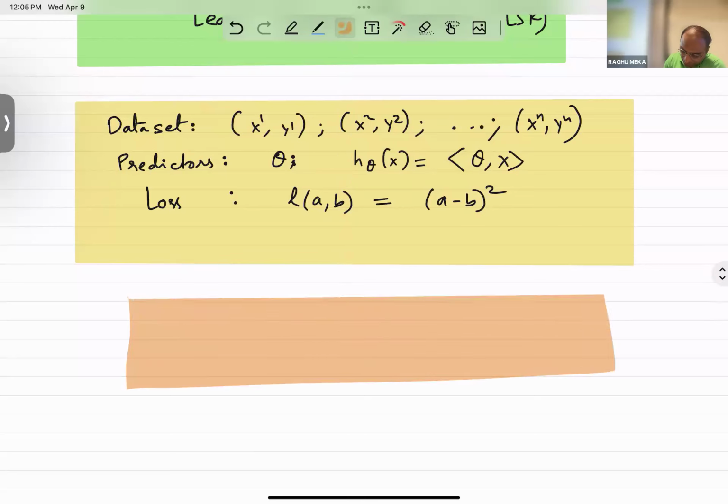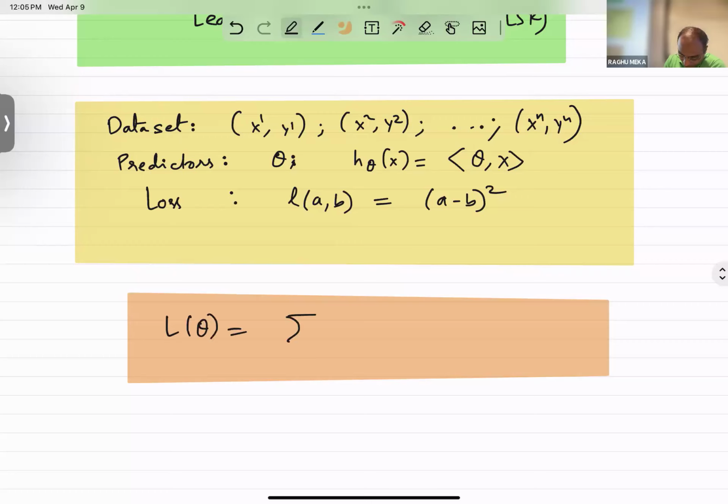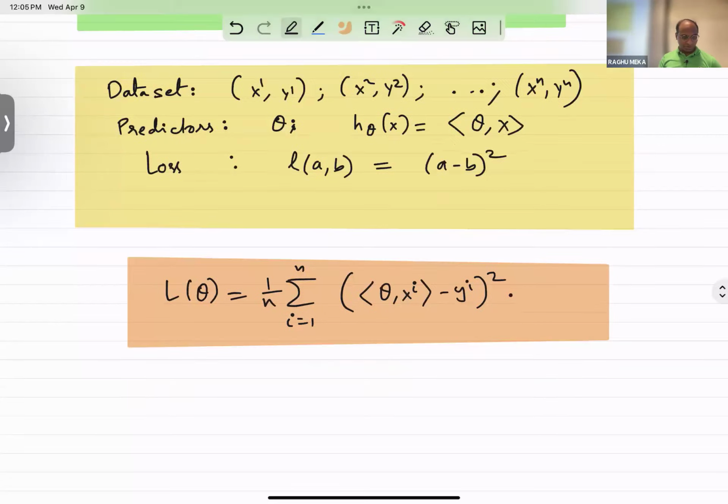If you were to write it down more concretely, we would get this. So for every data point xi, compute the inner product with your weight parameters theta, and then compare how close you are to the expected number from your data set. And then you average it across all of the data points.